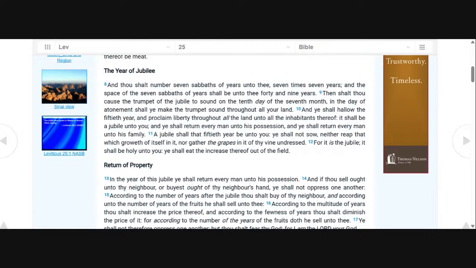What happens during that 49th year? This is where I think many channels have made a mistake. But I believe that the Bible is indicating that this is what will happen during the 49th year. And thou shalt number 7 Sabbaths of years unto thee, 7 times 7 years, and the space of 7 Sabbaths of years shall be unto thee 49 years. Crystal clear. Can't make a mistake.